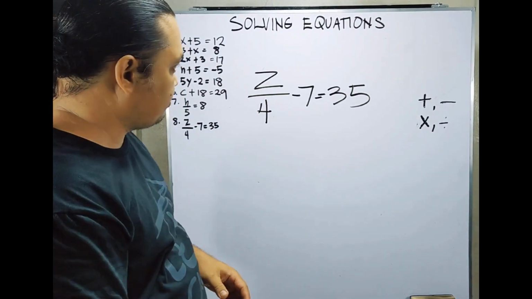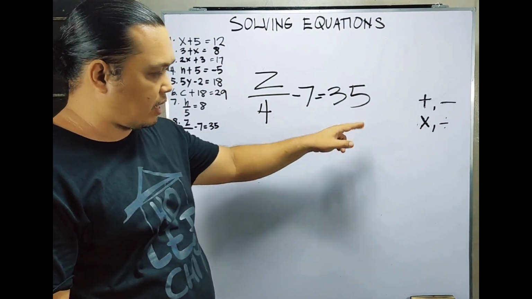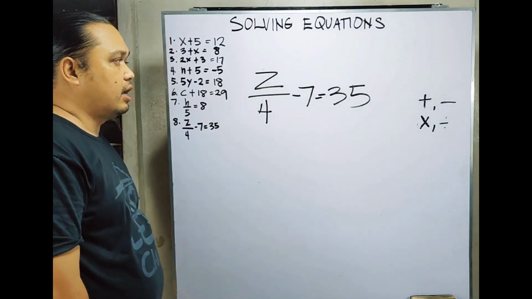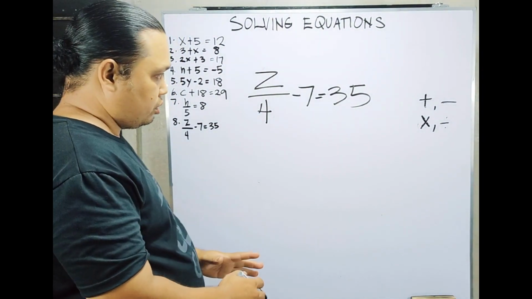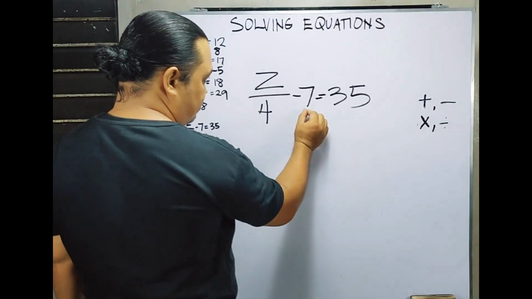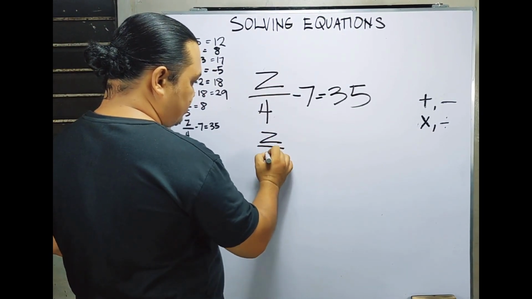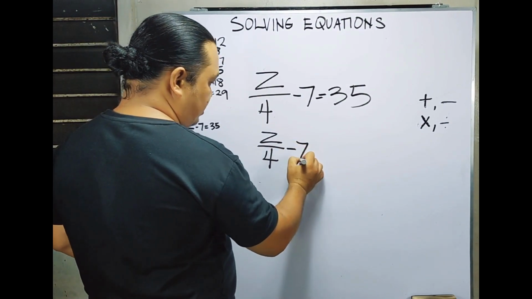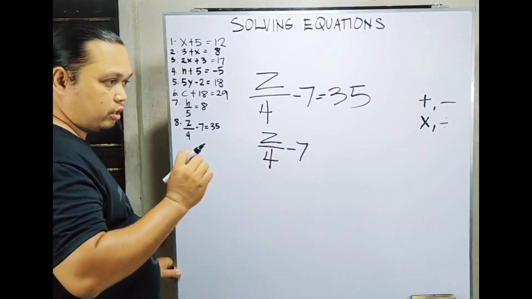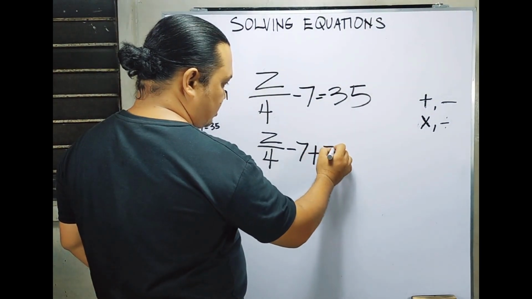Now, okay, for our last example, we have here z over 4 minus 7 is equal to 35. Okay, now we are looking for the value of z here, our variable. Now what do we need to do? Just get rid of all the constants. Let's start here from 7. So copy first z over 4, minus 7. Okay, so how do we get rid of 7 here? Let's put this as 0. Of course, we are going to add the opposite of minus 7, and that is plus 7.